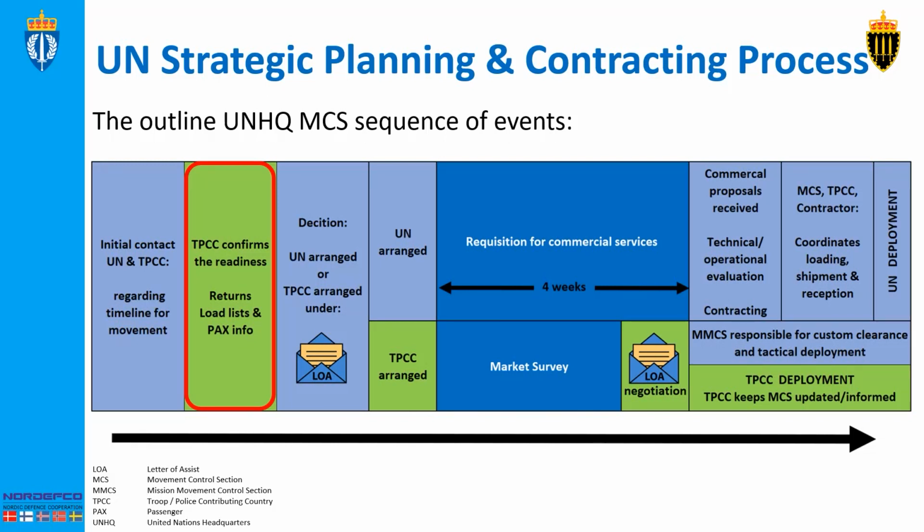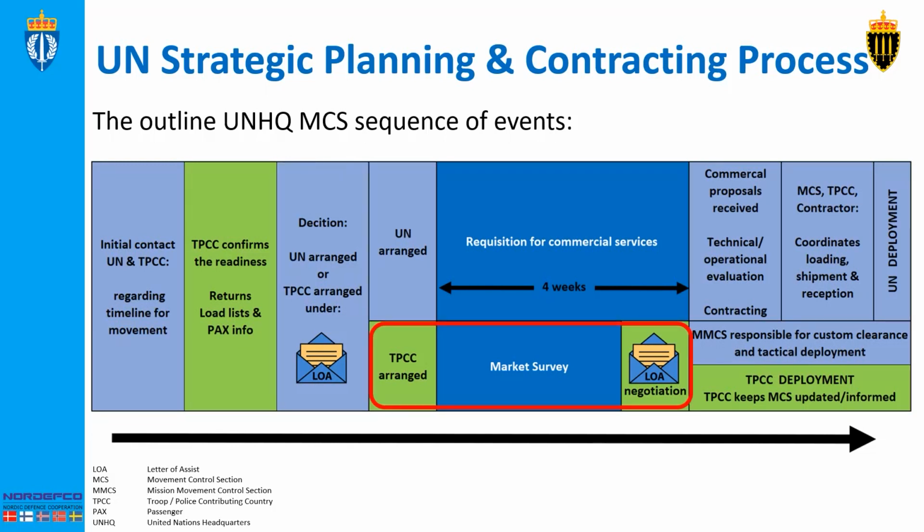Troop or police contributors return load lists, dangerous goods lists, passenger lists, detailed descriptions, and numbers of the different types of vehicles, contractors, weapons, etc., and the total number of length meters for all contingent-owned equipment. Troop or police contributors will confirm whether the movement will be arranged under letter of assist.